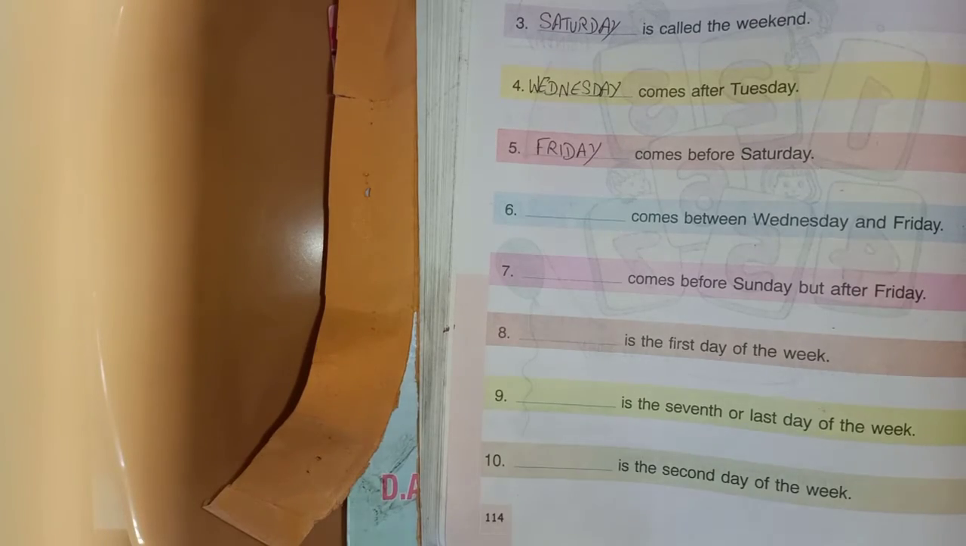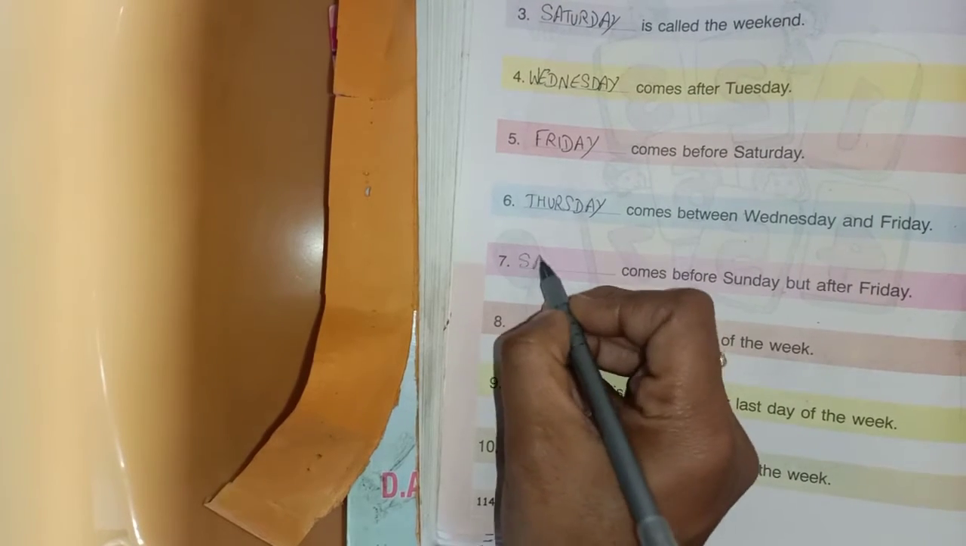Dash comes before Saturday. Before Saturday, what comes? Friday comes before Saturday. Dash comes between Wednesday and Friday. Thursday. Dash comes before Sunday but after Friday. Saturday comes before Sunday and after Friday.